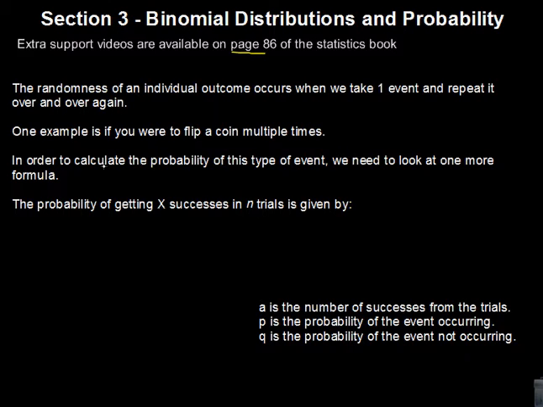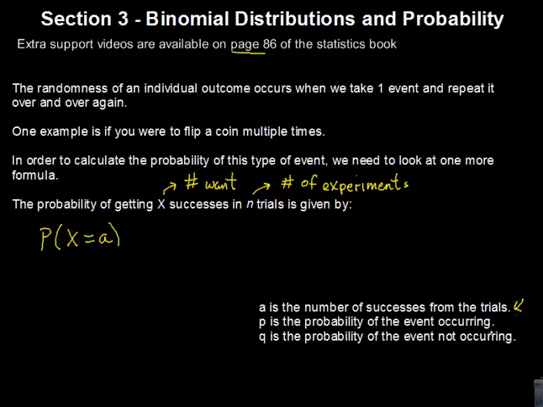So the probability of getting X successes, this is the number we want. So let's say we're flipping a coin 100 times and we want 25 heads out of that 100. X would be 25. N is the number of experiments or trials. So in that example, N would be 100. And we have a new formula for that. So the probability that X will equal A is the number of successes.